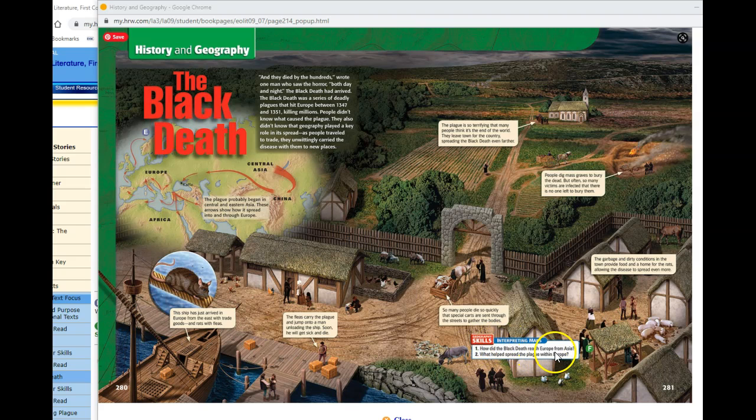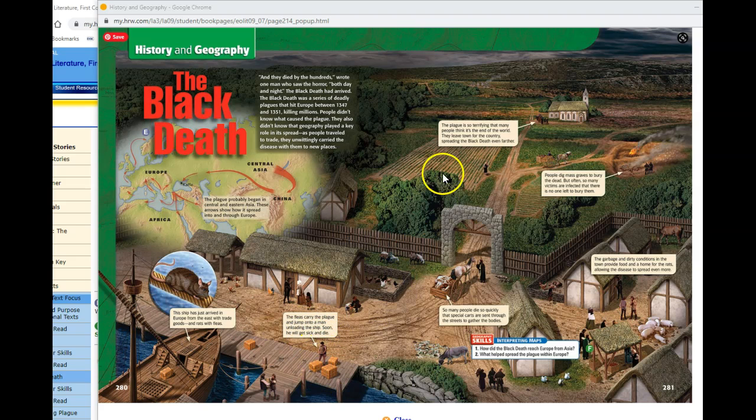Questions here. How did the Black Death reach Europe from Asia? What helped spread the plague within Europe? Okay, so here they're showing the ship. Here's the map. This is an inset. This little rat here is an inset. Talking about how the fleas jumped into the ship.